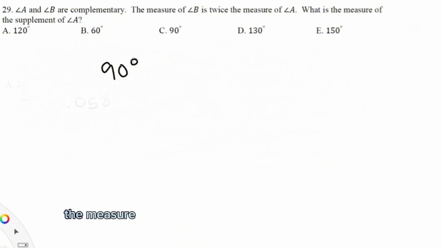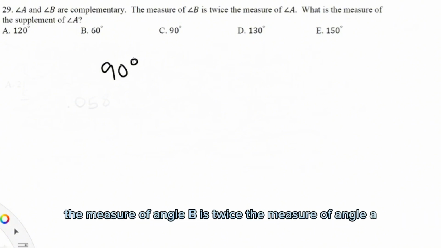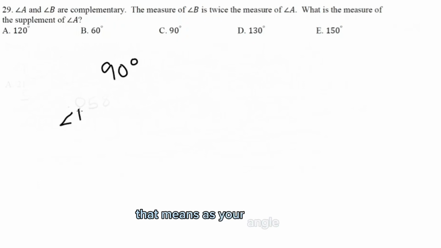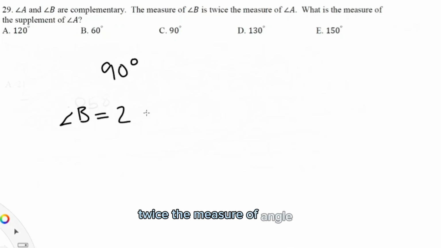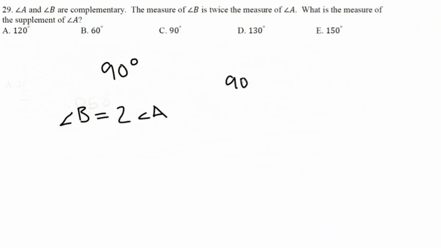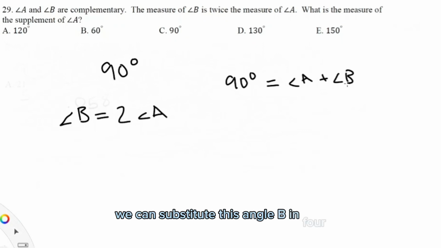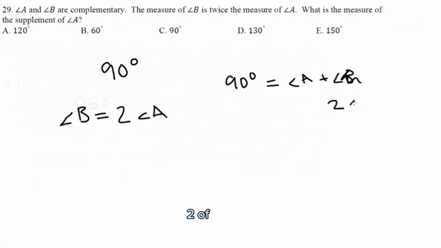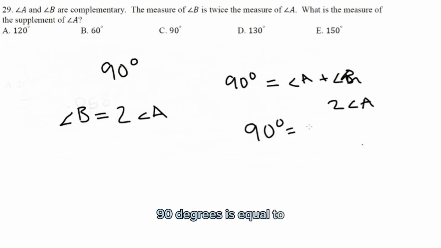Now we're saying that the measure of angle B is twice the measure of angle A. That means the measure of angle B is equal to twice the measure of angle A. So now we can say that 90 degrees is equal to angle A plus angle B. However, we can substitute this angle B in for 2 times angle A. That makes it 90 degrees is equal to 3 times angle A.